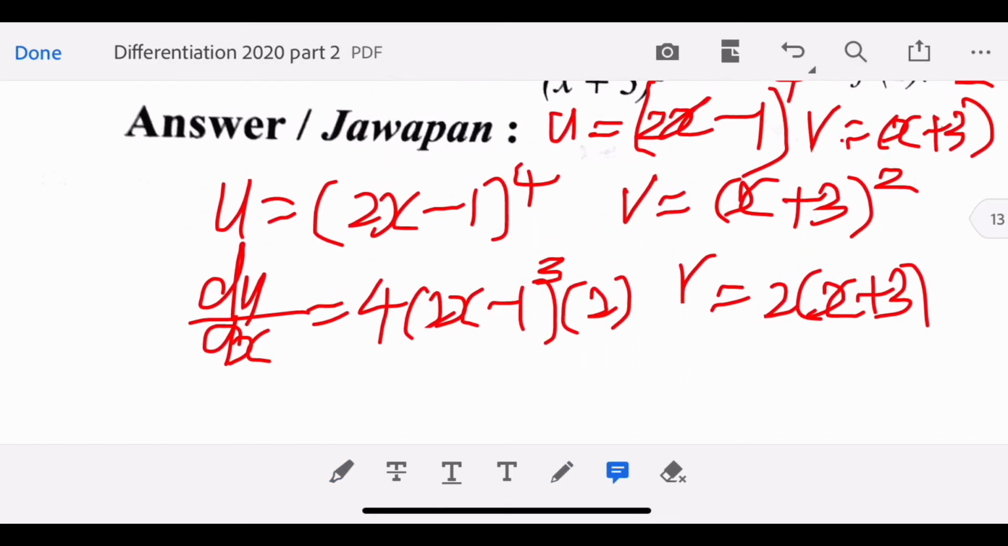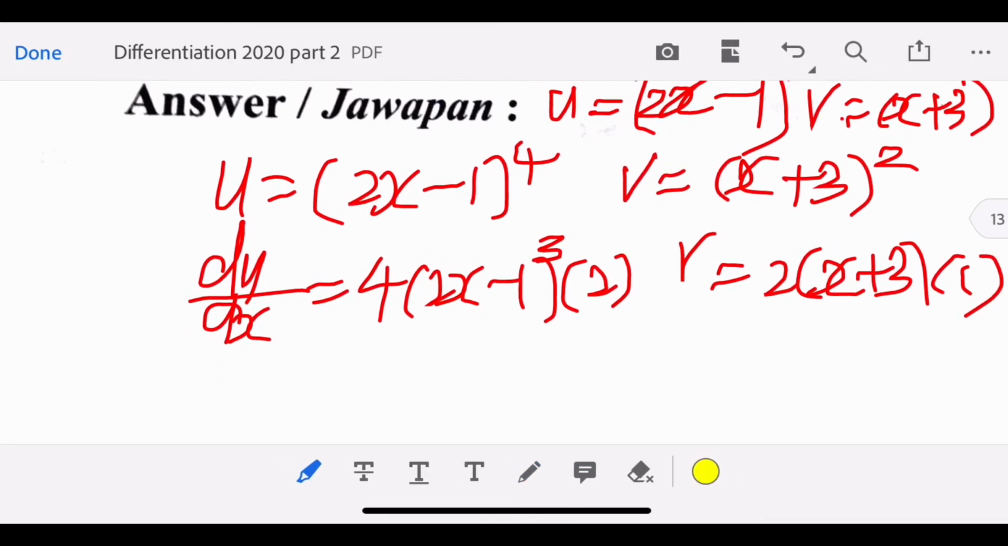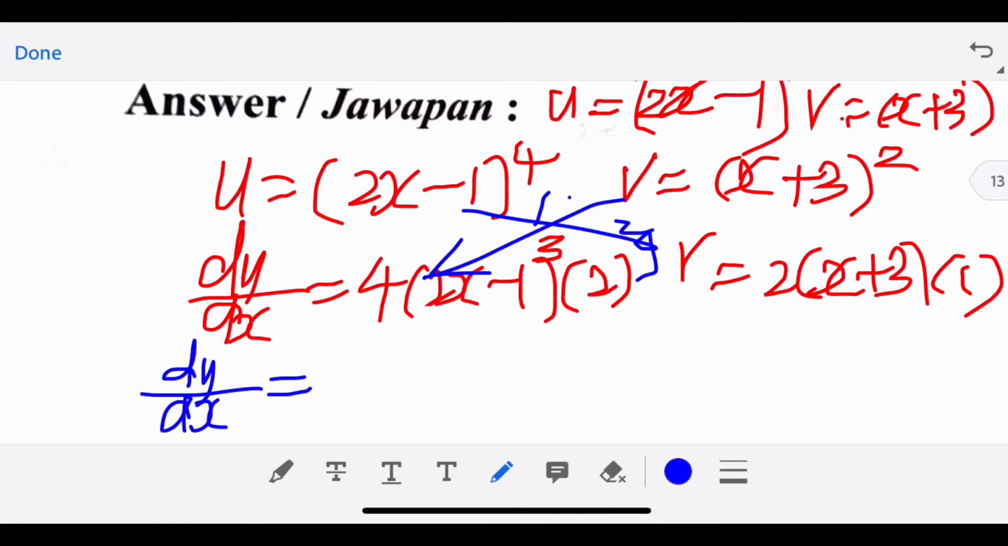So then you cross multiply. V first, so dy dx is equal to v times du dx. Remember, that is step 1. Then you minus what? Minus u times dv dx, right? Okay, so write carefully, double check your answer.